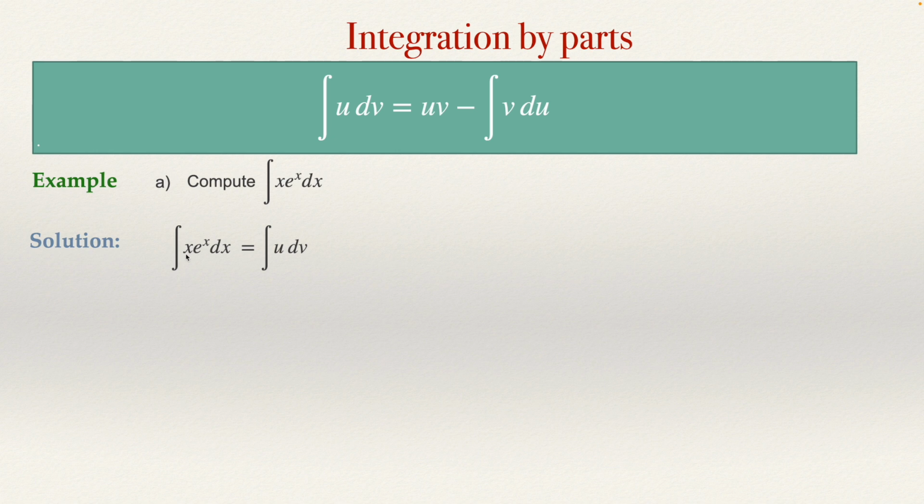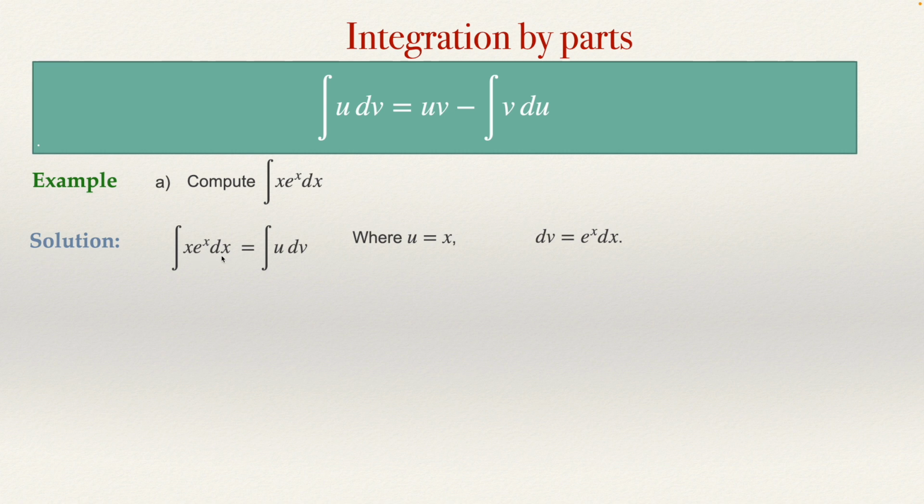Here we can think that this u is this x, for example. So I'm going to say that u equals x, and dv could be the rest of the expression, e to the power x dx. I understand that it can be considered in a different way. For example, I can consider that u equals e to the power x, and dv will be x multiplied by dx.